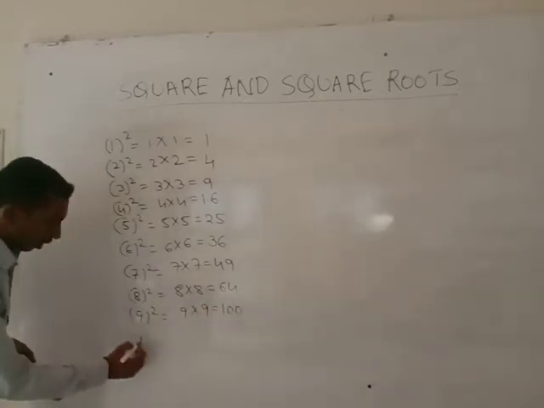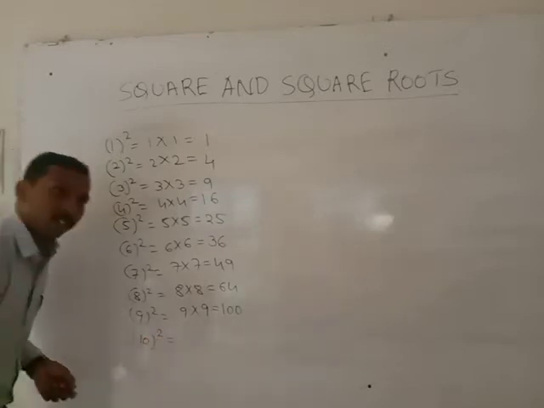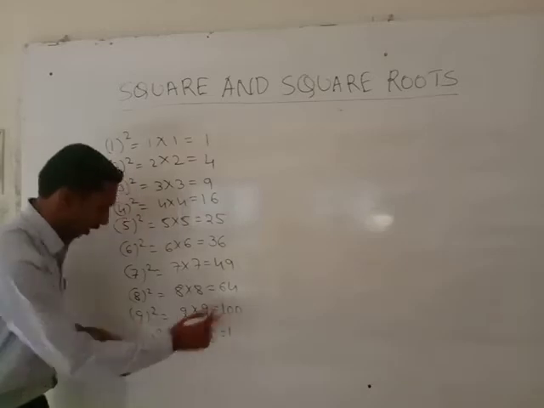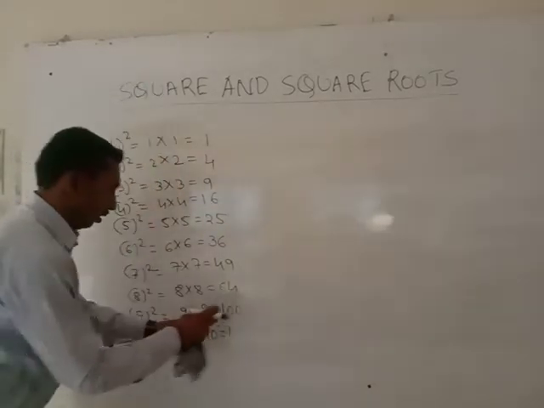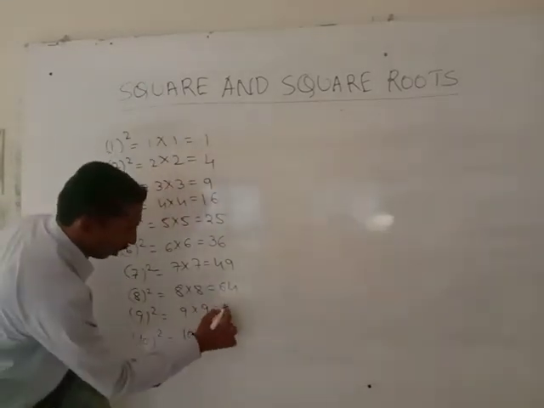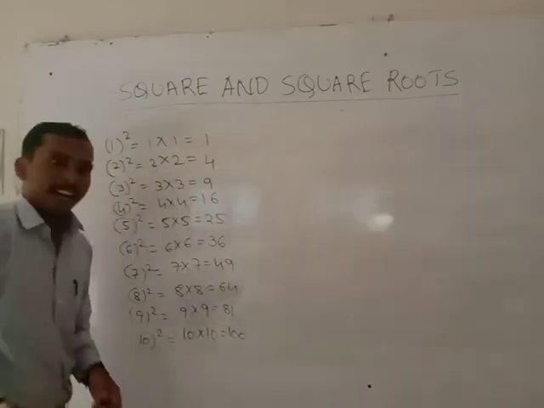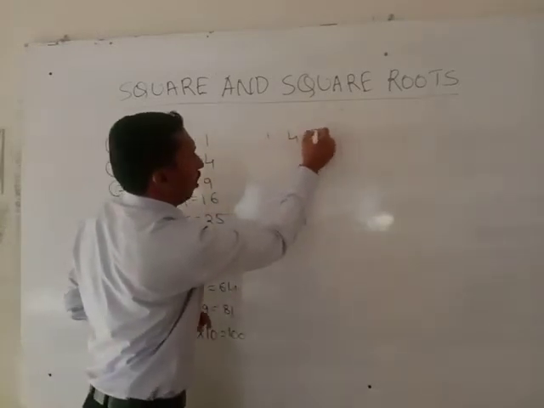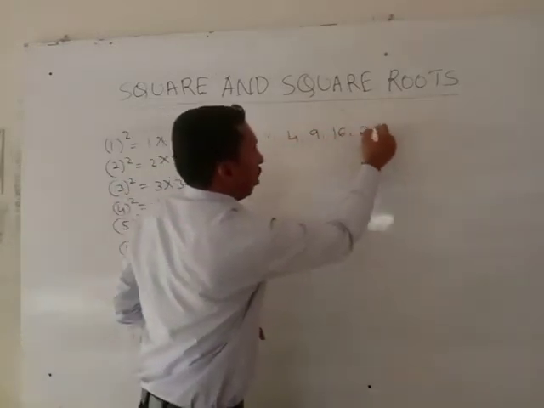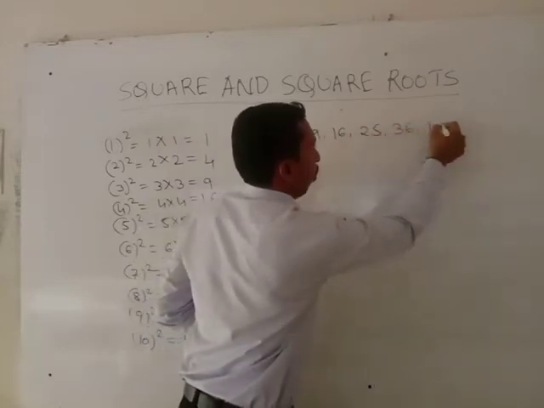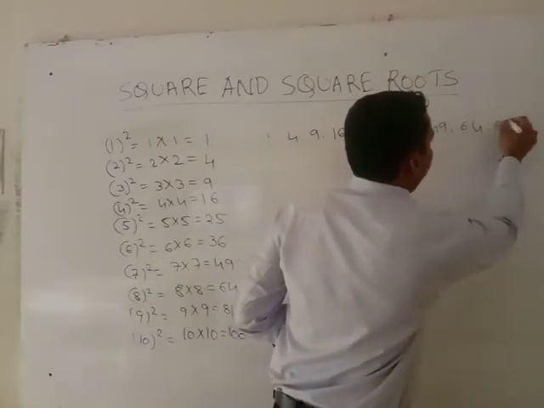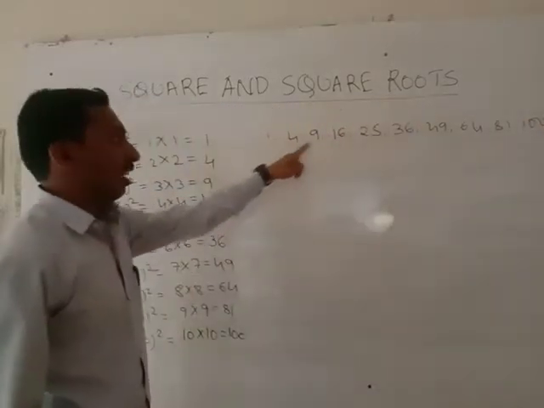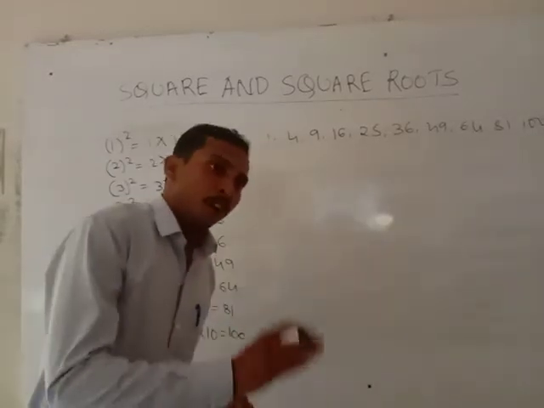Sorry, 9 9s are 81. So 10 10s are what? 100. So these are the square numbers. Here you look at it: 1, 4, 9, 16, 25, 36, 49, 64, 81 and 100 and so on. These are the square numbers up to 100.